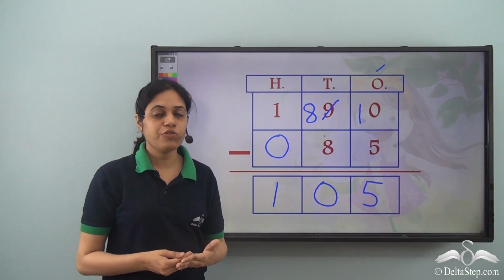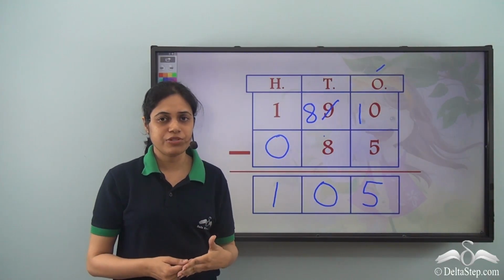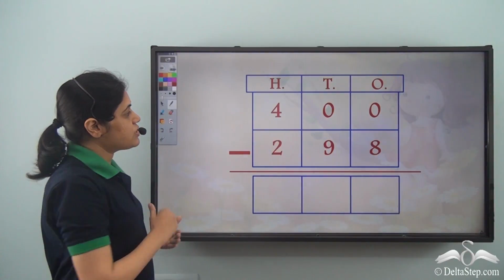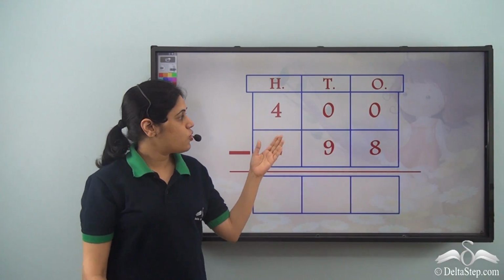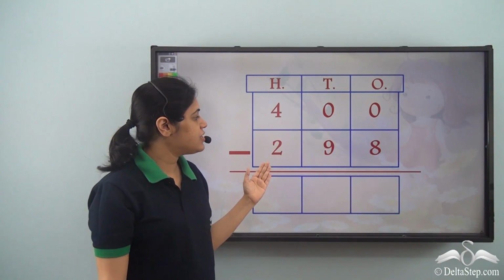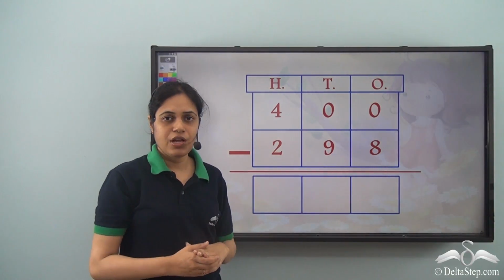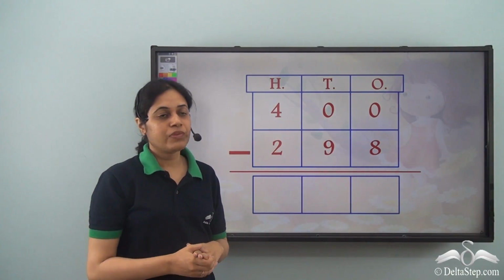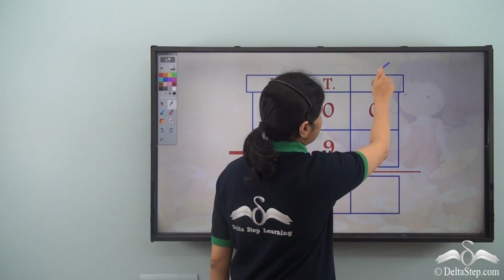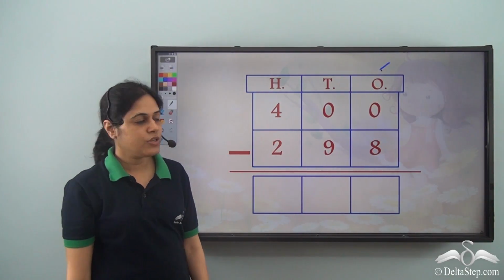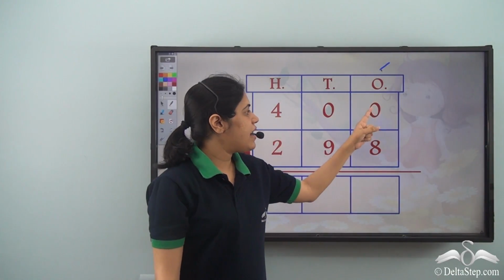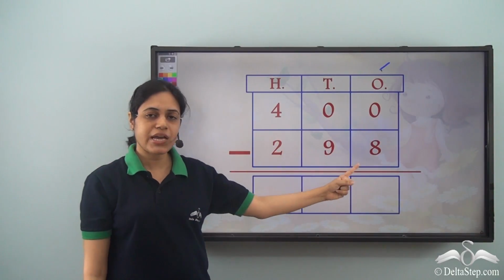So this is how you subtract 3-digit numbers. Let us try out some more subtractions. So I have 400 minus 298. How do I subtract it? Well, first we start with the ones room. So in the ones room, I have 0 minus 8.